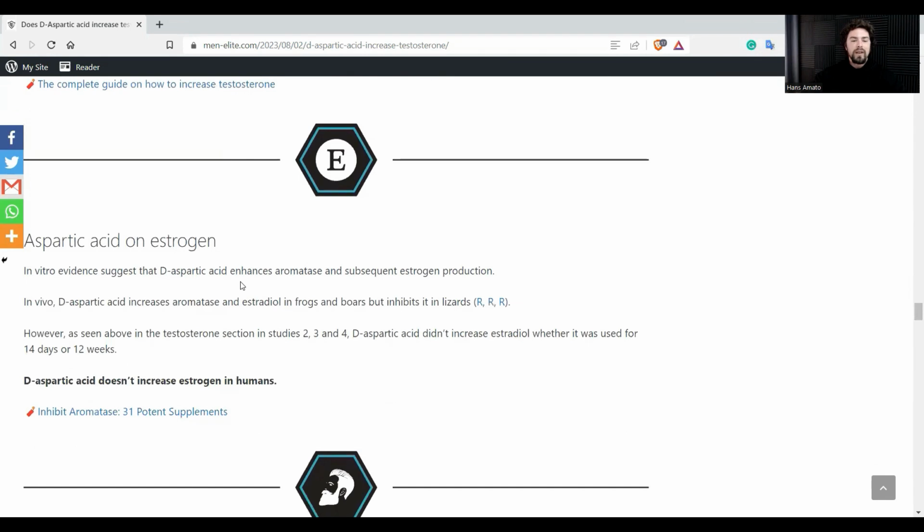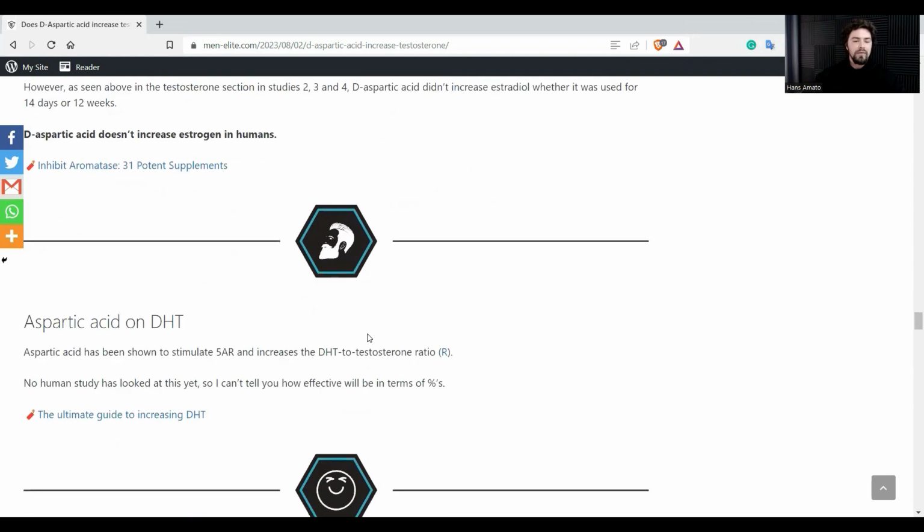Right? Another common idea is that aspartic acid stimulates aromatase. You have in vitro evidence suggesting that D-aspartic acid enhances aromatase and subsequent estrogen production. But when you actually look at the human studies, studies 2, 3, and 4 didn't show an increase in estrogen. They actually saw a decrease in estrogen when they used aspartic acid. So in humans, it doesn't seem to increase estrogen.